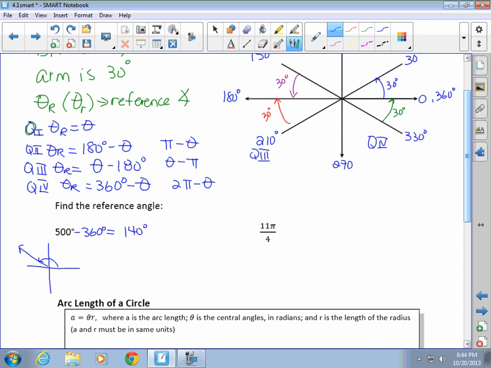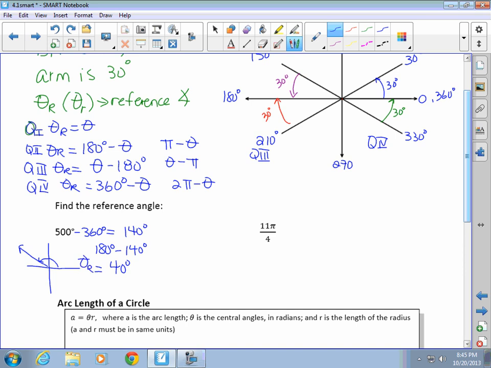Quadrant 2 means that I am going to take my angle, and for quadrant 2 it's 180 minus theta. So my theta was this 140, which would be the same as going around and drawing it to 500. So I take my 180 degrees and I subtract 140 from it. That means my reference angle is 40 degrees.